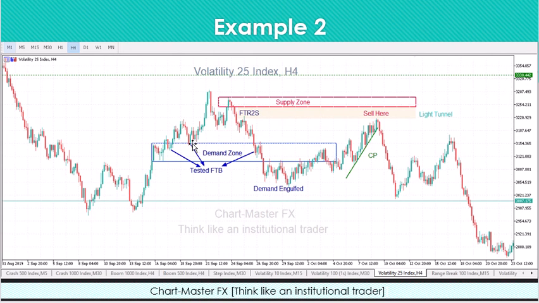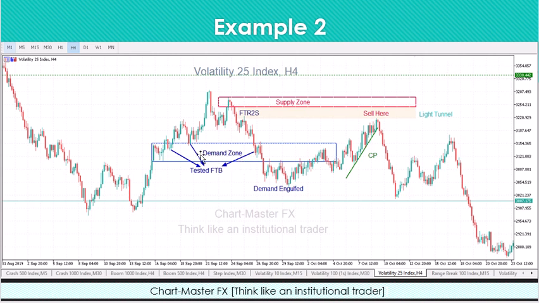So in example number 2, we are on volatility 25 index on the H4 time frame. So guys, as you can see here, we have a demand zone, and this demand zone is coming from a rally base rally. So once we have our demand zone, we wait for the reaction of the price on the demand zone. As you can see, guys, there was a first visit here to demand, then we had the second visit here to demand, then we had the third visit here to demand. So here we have at least 2 visits to demand. So we know that one of the conditions of the FTR2SD has been met.